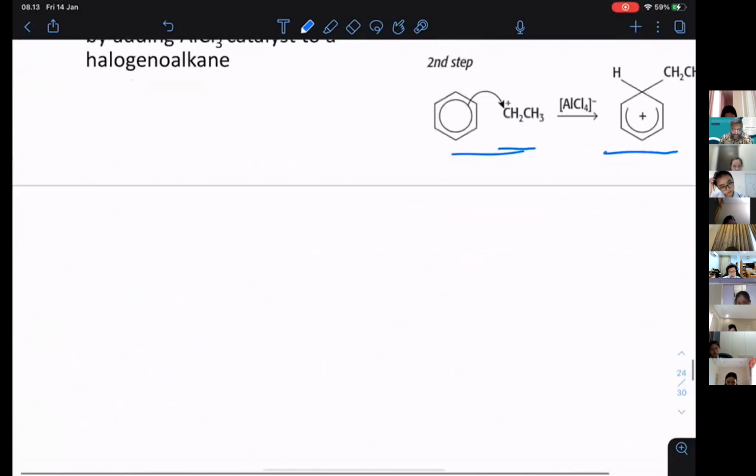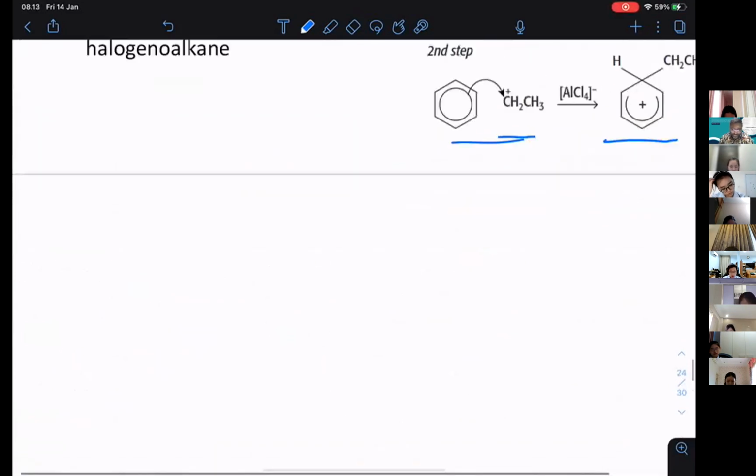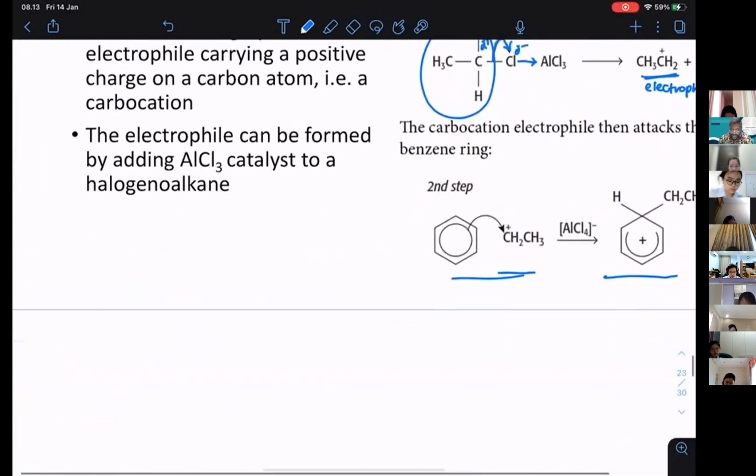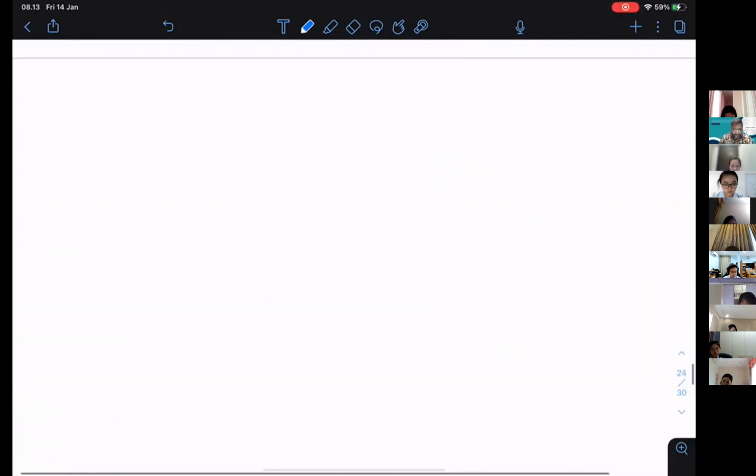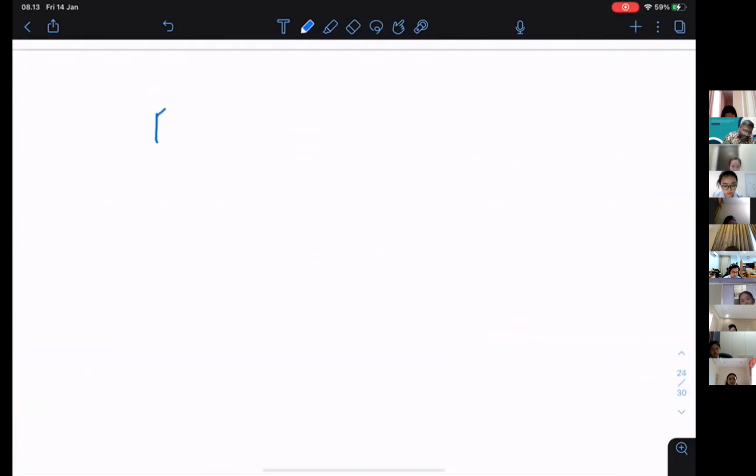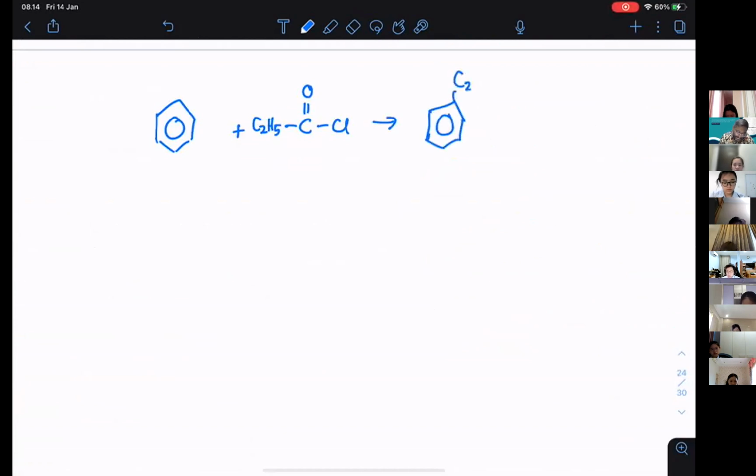Okay, related to acyl chloride. This one is going to be the normal one, halogenoalkane. But let's say this is benzene, and I'm going to react it with acyl chloride, maybe like this, with Cl. I want to put C2H5 over here. I'm generally going to generate a benzene with C2H5 over there. This is what I want to do.